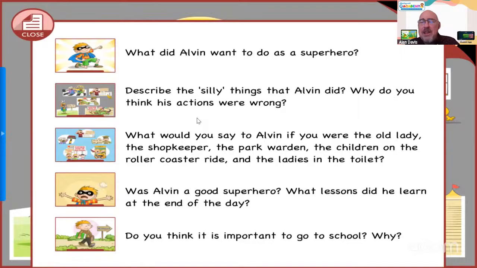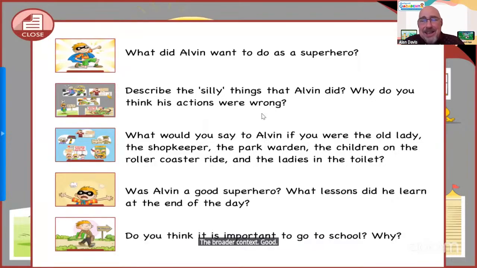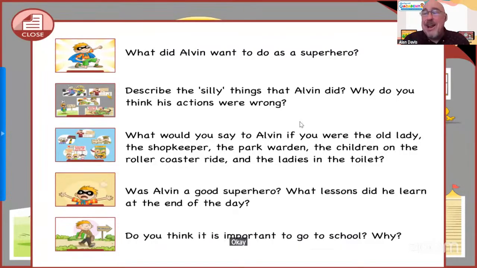Is this a creative character? Civil. I'm saying civilization. It's not civilization. The broader context. Good. Higher thinking. Yeah. So all of these. Citizenship. That's the word I'm looking for. This is also a citizenship one, right? Yeah. Good. Okay. Very nice. Very nice.